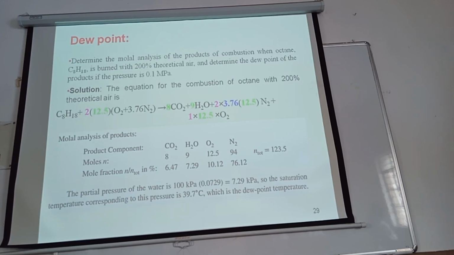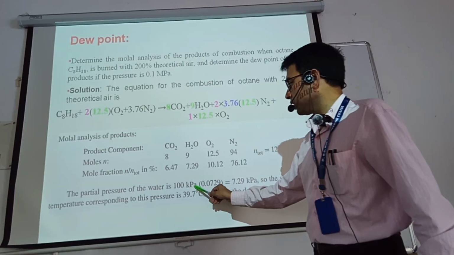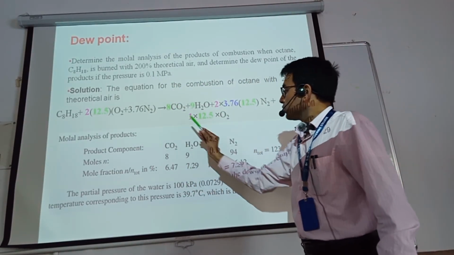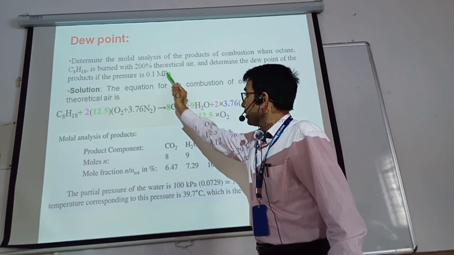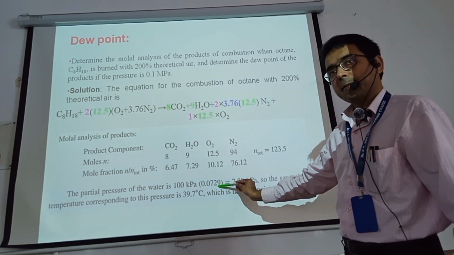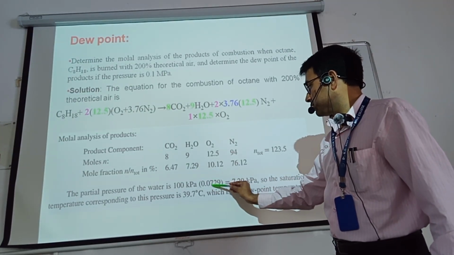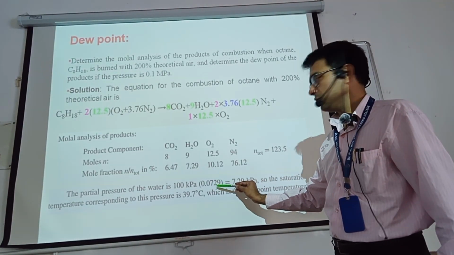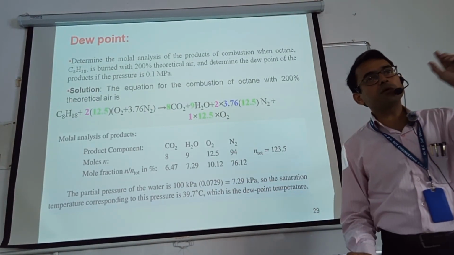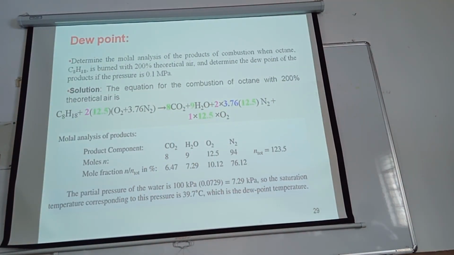once this mole fraction is known, we can find the partial pressure of water. The total pressure of the mixture is 100 kilopascal, that is 0.1 megapascal. So 100 kilopascal multiplied by the mole fraction of water. 7.29 percent means 0.0729, that is the mole fraction in terms of fraction. So it will be this much. Okay. So that is the pressure of the vapor in the mixture. Partial pressure of vapor. Now how to get the liquid?